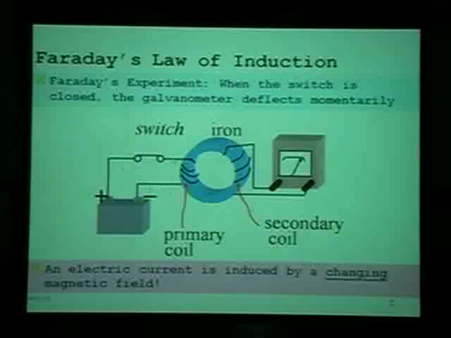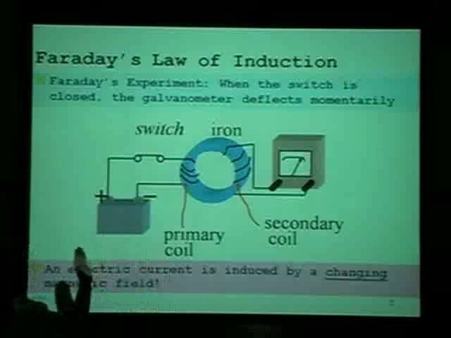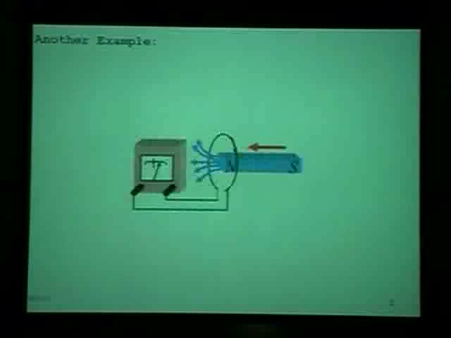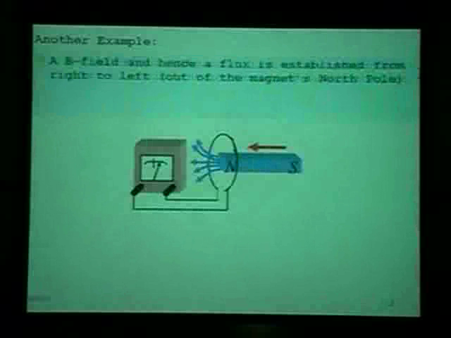And so what this does is when the first current goes into this first coil, it causes, like a solenoid, a magnetic field through the center of that coil. That magnetic field is carried as magnetic flux through the second coil over here. And the action of that flux going through the second coil causes a current to be induced in that second coil, which runs and deflects the meter. But only when I first close the switch. If I were to open the switch suddenly, it will also deflect. I'm not going to tell you why yet. Let's look at another example.